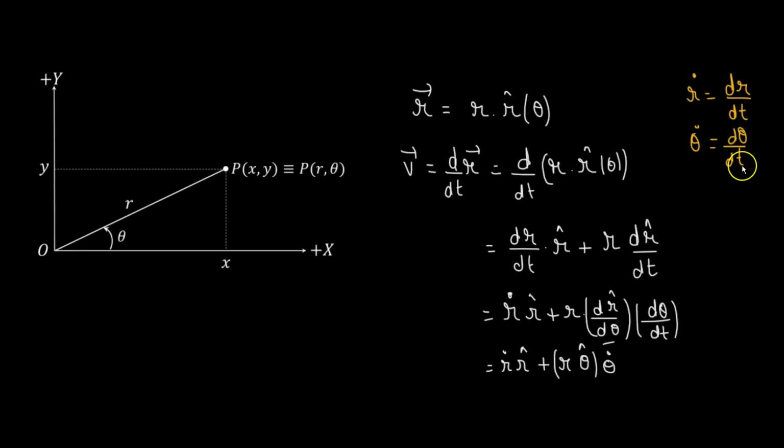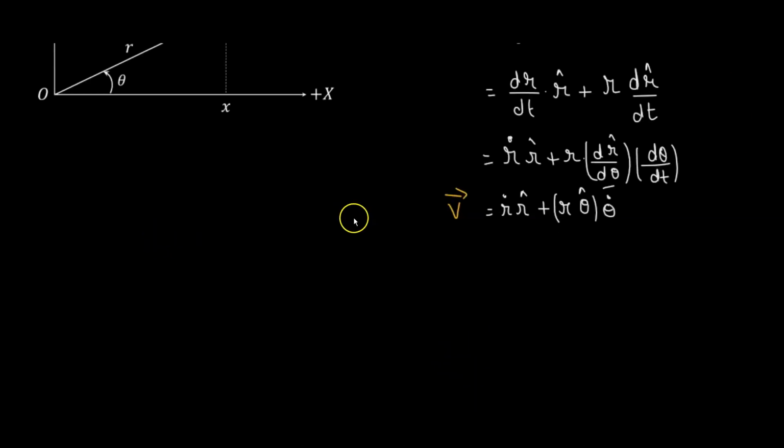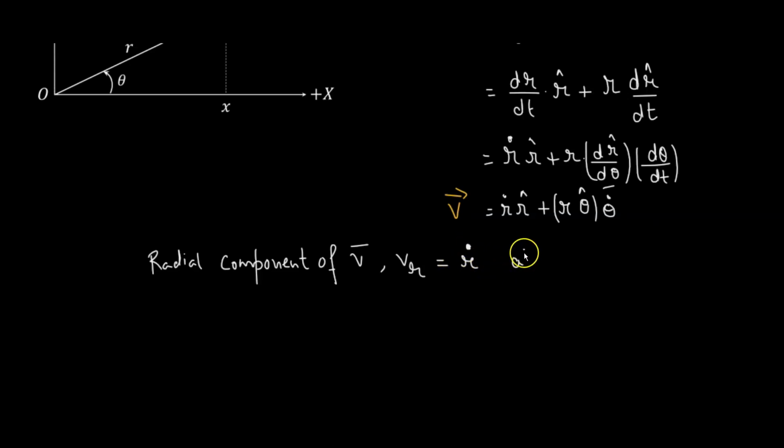That means derivative of theta with respect to time t, and this is the expression for velocity v. So here we immediately see that our velocity vector has two components. One will be the radial component of vector v, and this is simply v_r, which is given by r dot, or simply dr over dt, and its direction is along r cap. That's why it's called the radial component. So it has to be along the unit vector r.